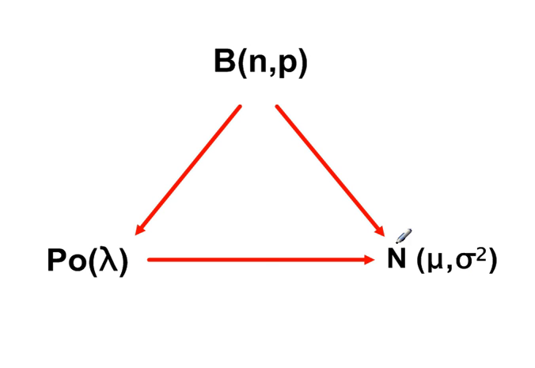So this triangle shows that if we start off with a problem in the binomial distribution, we could use a Poisson approximation to it, or we could use a normal approximation to it. But certain conditions need to be met. Or we may be starting off with a problem in the Poisson distribution, and we can use a normal approximation as long as certain conditions are met.